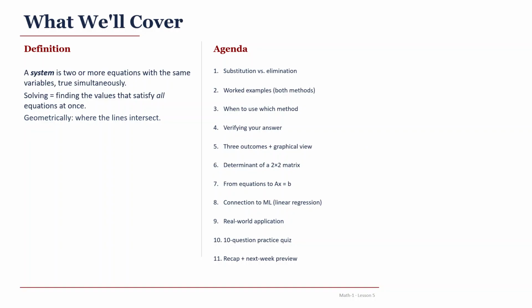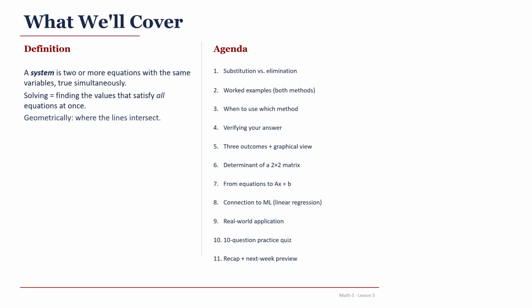A system is two or more equations with the same variables true simultaneously. Solving a system means finding the variable values that satisfy all equations at once. Geometrically, you are finding where the lines intersect, and once we generalize, where planes or hyperplanes intersect. This week, we cover two algebraic methods, substitution and elimination. We will work through examples of both, then learn when to use which method.